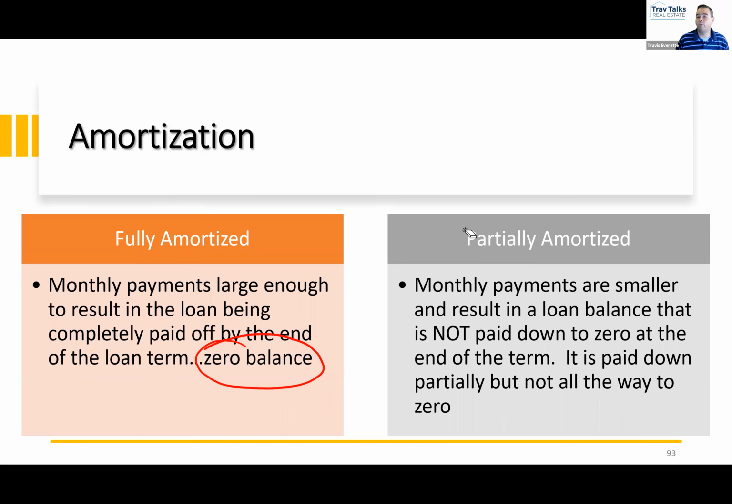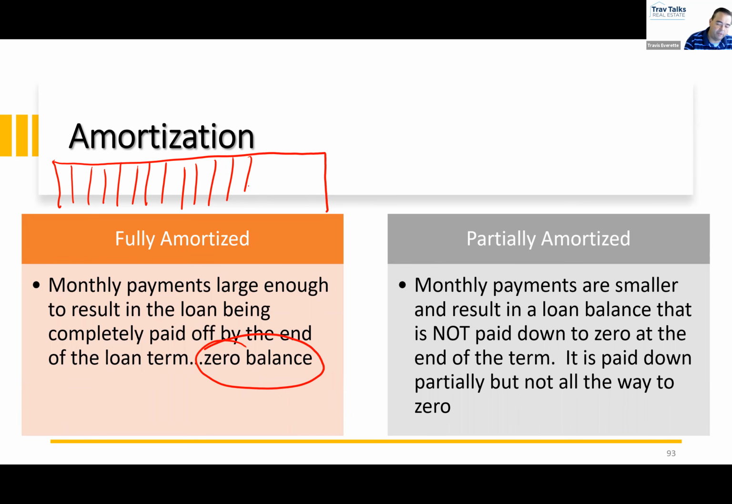Fully amortized loan, you got a bunch of payments that are all exactly the what? Same. I'm going to show you what I just said with a visual because I think the visual is going to help. Here's what a fully amortized loan looks like over time. All of those are payments. And they're all exactly the what? Same. Here's what a partially amortized loan looks like over time.